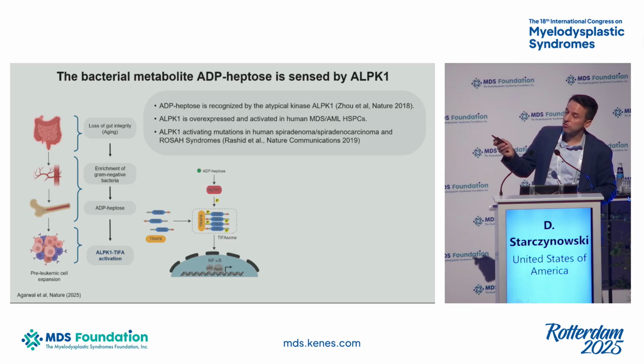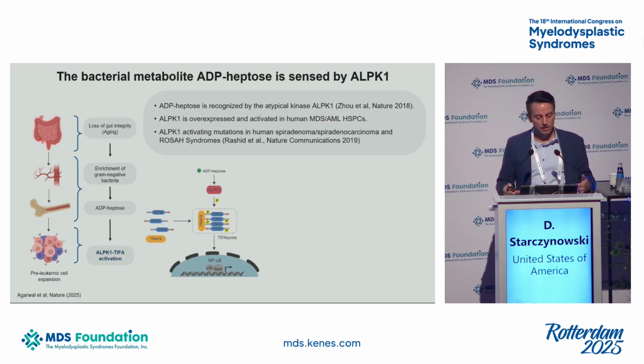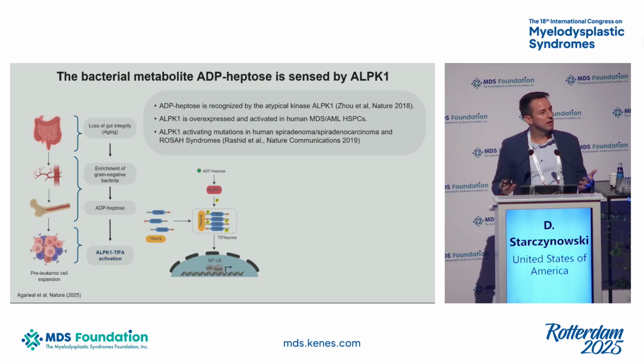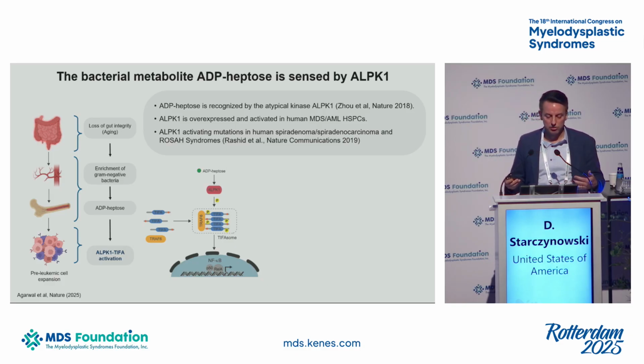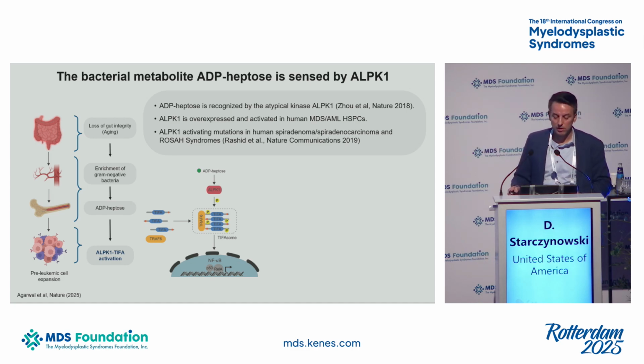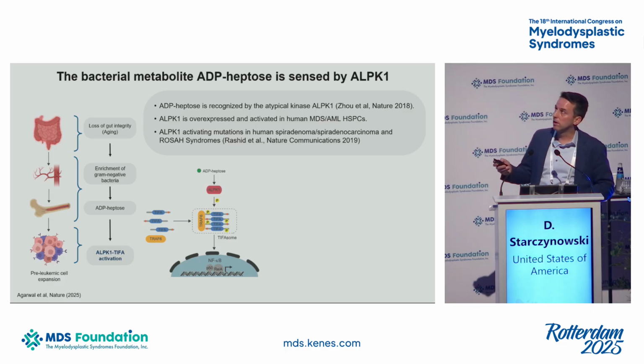And once ADP heptose is recognized by the ALPK1 kinase, it becomes allosterically activated. It then phosphorylates this little protein called TIFA that's in the cytoplasm as well in a dispersed distribution. When TIFA is phosphorylated by ALPK1, it forms this signaling complex called a TIFAsome, which recruits TRAF6 and other signaling intermediates that can activate NF-kappa B signaling.